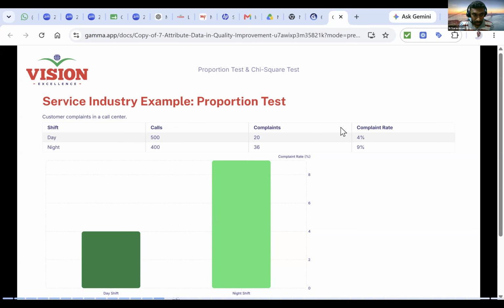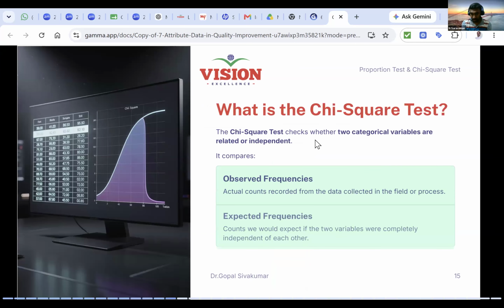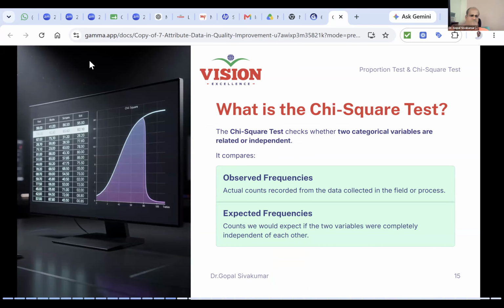Correct. Two proportion test. Calls and complaints, two proportion test. Similar thing. I want you to just put it in Minitab, look at the p-value and decide.